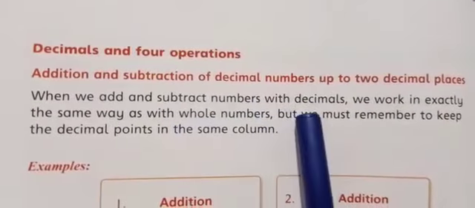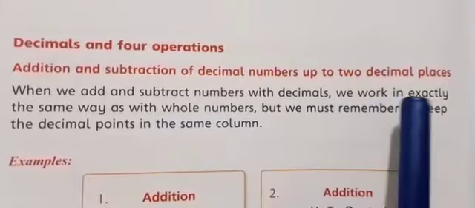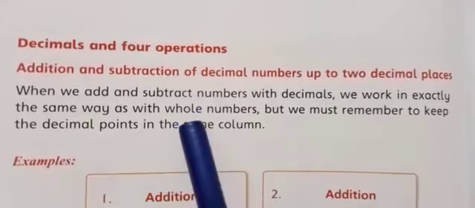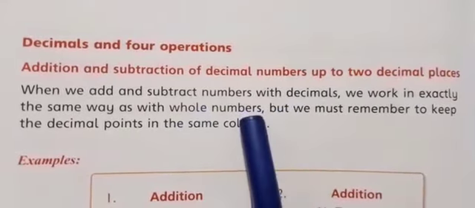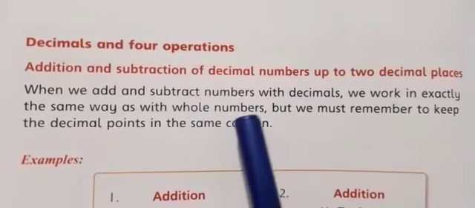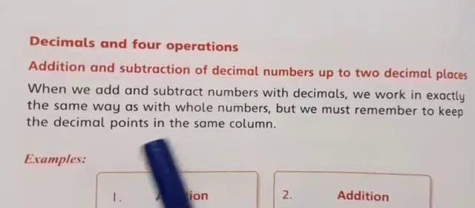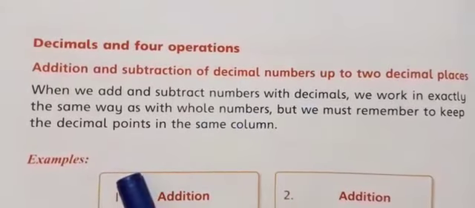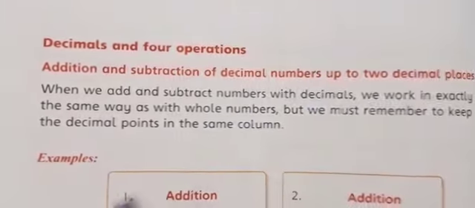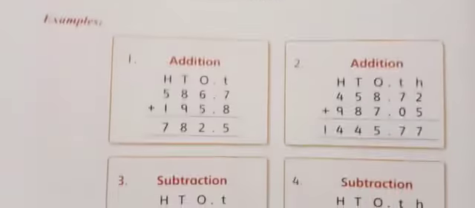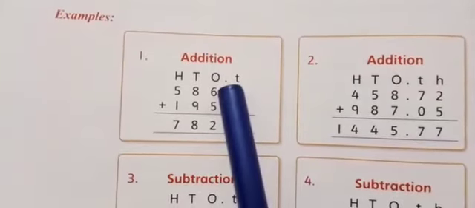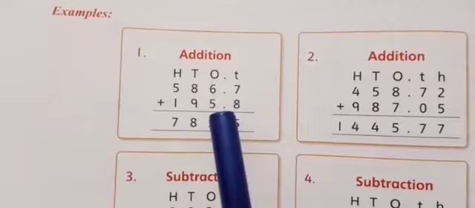When we add and subtract numbers with decimal, we work in exactly the same way as with the whole numbers, okay? We have to add them like we have done in our previous classes. But we must remember keeping the decimal point in the same column. It means the point should be in the same column. Okay, let's see it. Here you can see, here is the point, here is the point, here is the point.